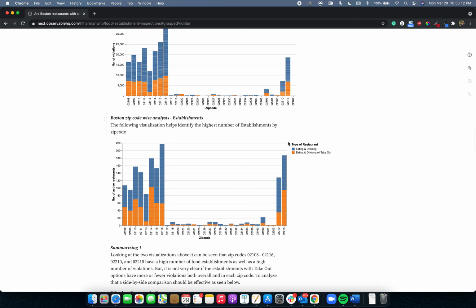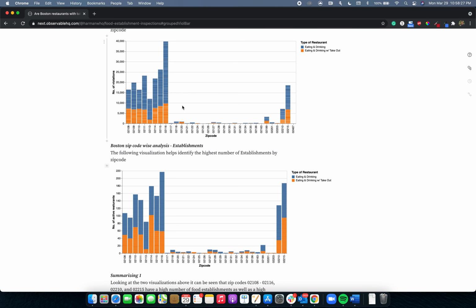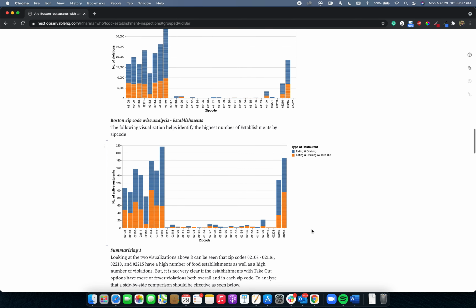From these two charts, we can see that the sizes of both the stacked bar charts for eating and drinking and eating and drinking with takeout look the same. The ratio seems to be the same, which justifies that in the more number of restaurants, more number of violations will be there. But how do we compare this?